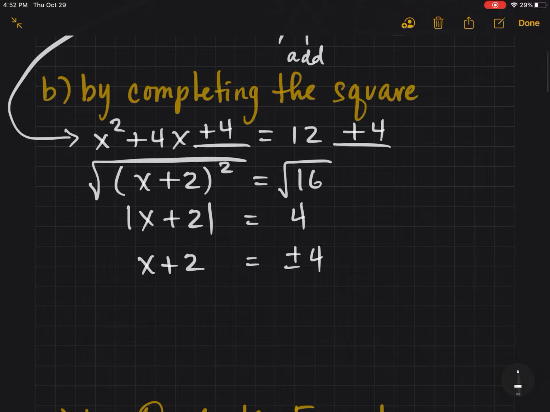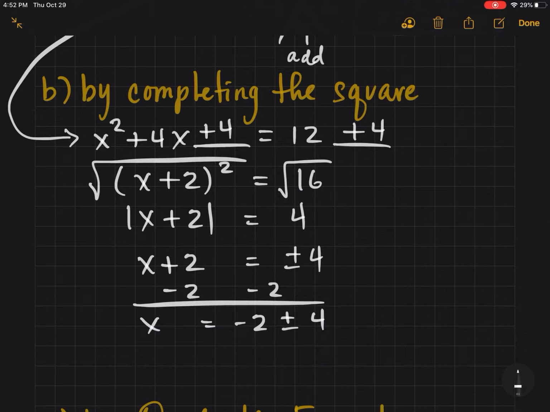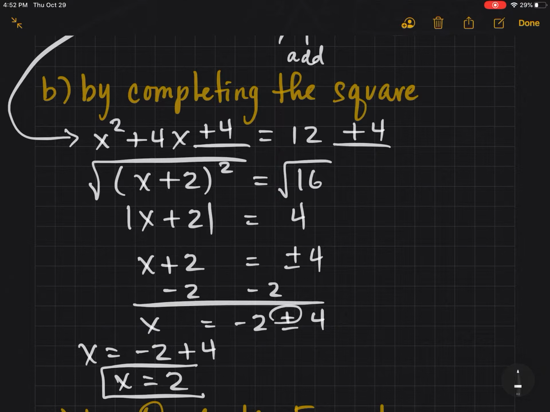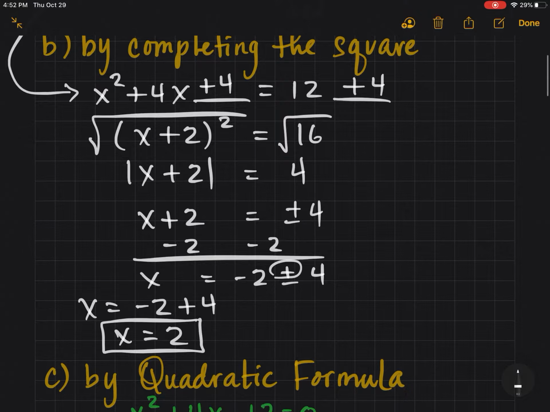And so now we have negative 2 plus or minus 4. So if we look at the plus sign, we get x equals negative 2 plus 4, which gives us 2. No extraneous solutions for quadratics, so we don't have to double check. We could, just to make sure our arithmetic is good. Now we look at the negative sign, and that gives us negative 6.